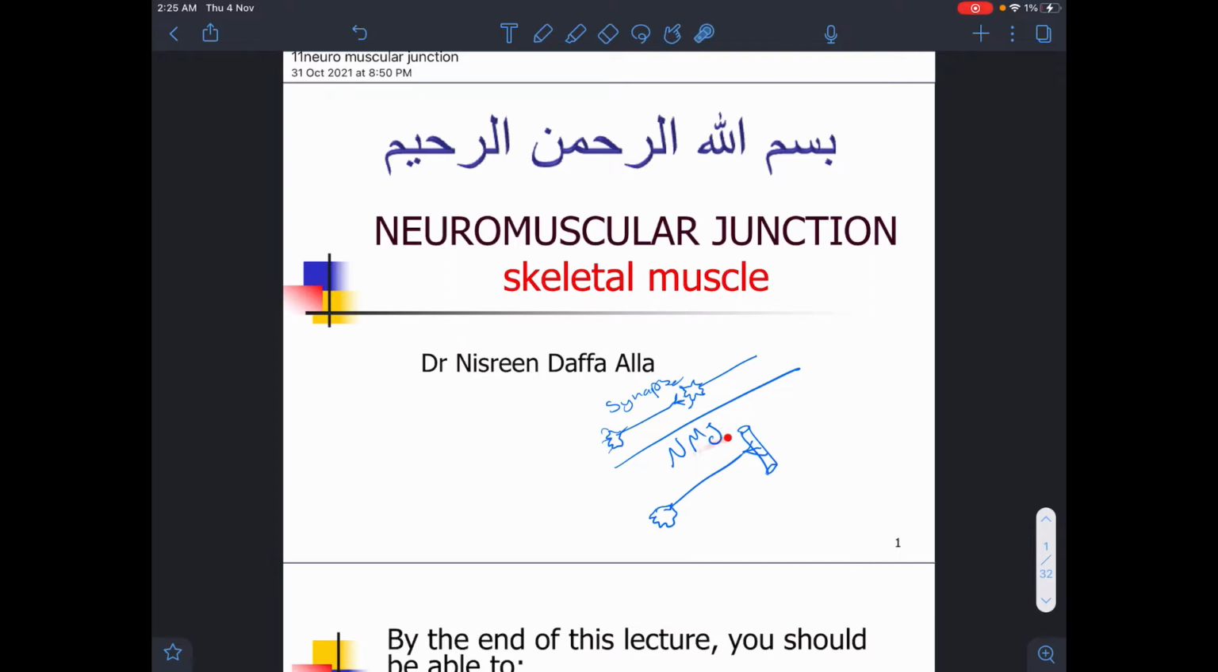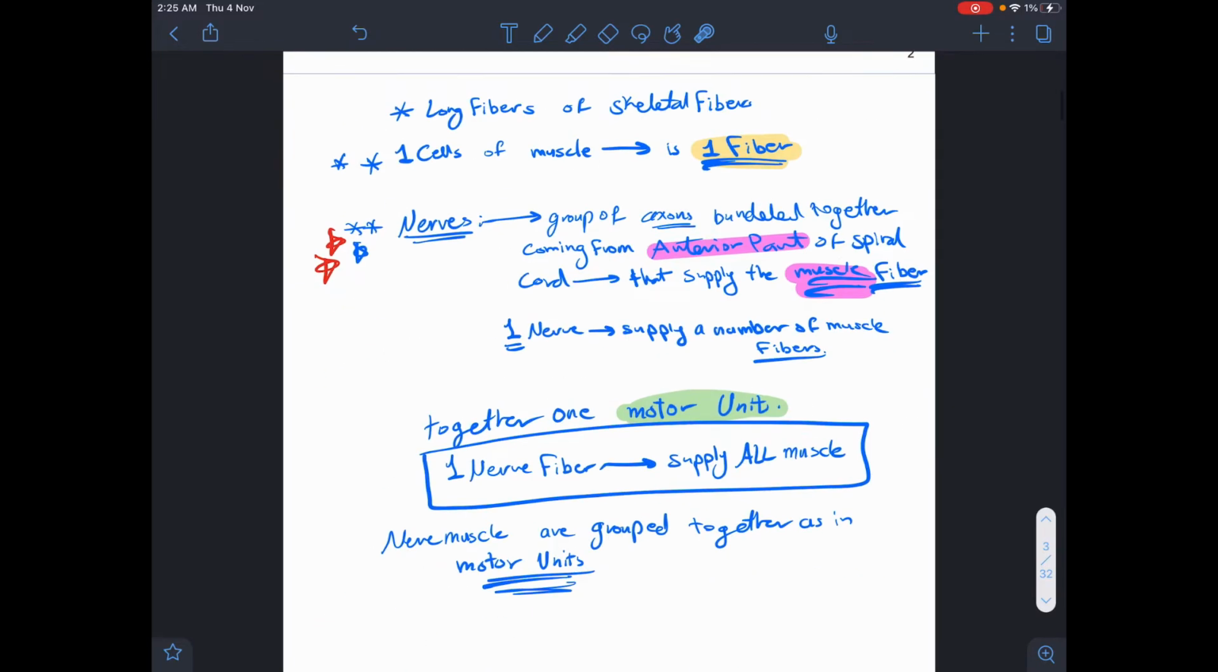So in the neuromuscular junction we have a nerve, this is the axon, and it supplies this muscle fiber. The muscle fiber is like one cell of the whole muscle. One fiber is contracted together. First of all, these are the long fibers of skeletal muscle. The one cell of a muscle is one fiber.